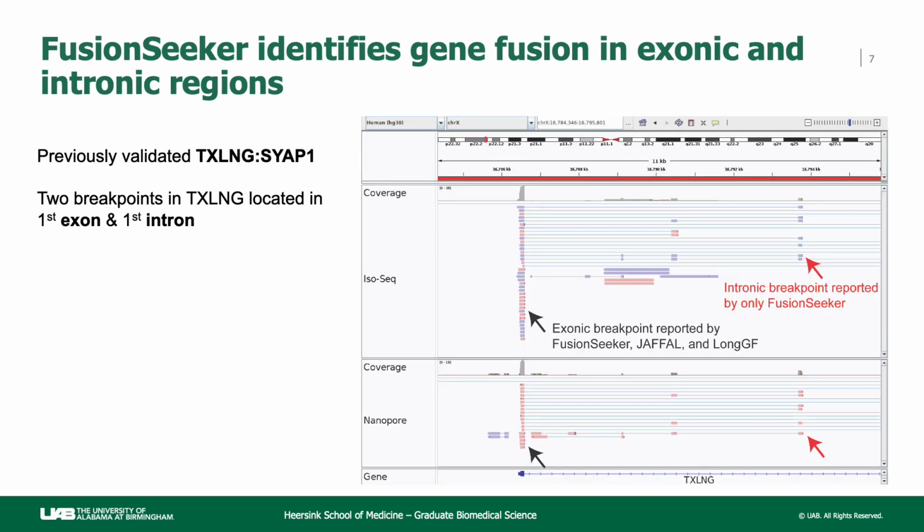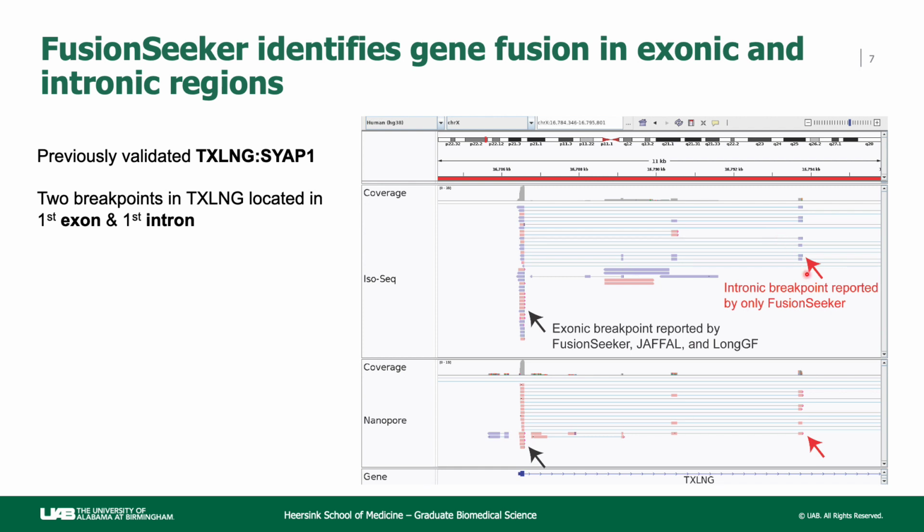And there are two features I really want to highlight about FusionSeeker in the real data as well. The first thing is that it can identify the breakpoints even in the intronic regions. This is an example of a previously validated gene fusion event that is present in the MCF7 cell line. And this one is interesting because there are actually two breakpoints located in the first gene here. The first validated breakpoint is here in the first exon of this gene, and this one is actually reported by all 3 fusion callers.